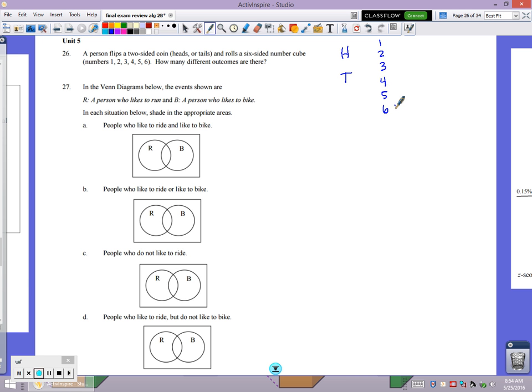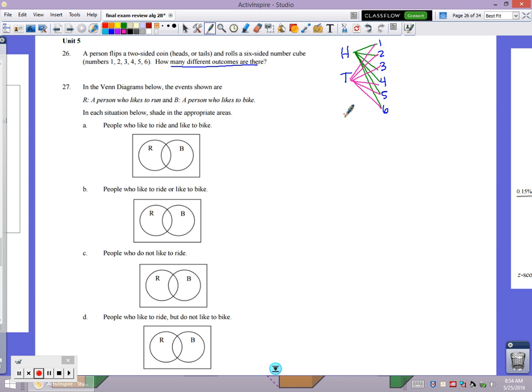So they're just asking us how many outcomes are there. They're not asking us for a sample space, but maybe we'll review sample space also, just in case. So here, how many outcomes? Well, we could have heads with 1, heads with 2, heads with 3, heads with 4, heads with 5, heads with 6. So that's 6 different options. And then I could also have tails with 1, tails with 2, tails with 3, tails 4, tails 5, tails 6. So that's 6 more options. So in total, there's 12 options.